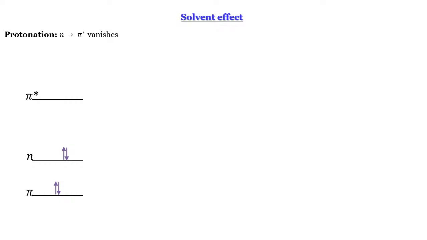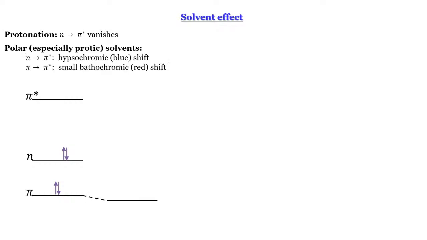So then we talked about solvent effect. We explained how upon protonation n pi star vanishes, because after all the lone pair is engaged by the proton that comes in. Even if you have a polar solvent, essentially this is what we expect. You have a blue shift for n pi star transition, you have a small red shift for pi pi star transition, and that is something that can be explained in the energy diagram that I have drawn already.